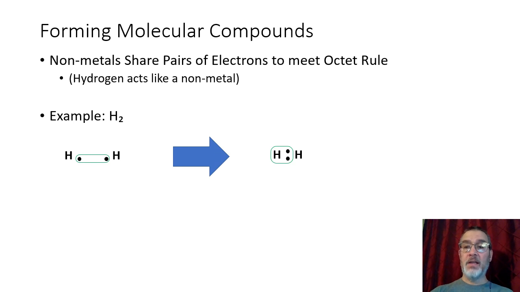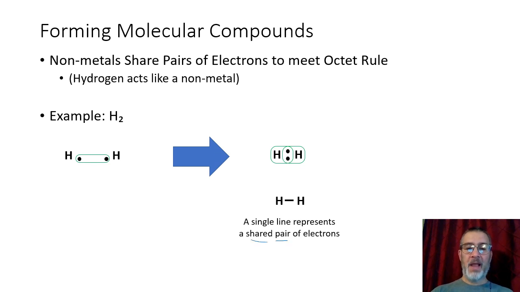The hydrogen on the right thinks that it has a pair of electrons. So each hydrogen has met the octet rule, and that's going to form H2. And we see that we can replace that pair of electrons with a single line to represent a shared pair of electrons. So the single line represents a shared pair.